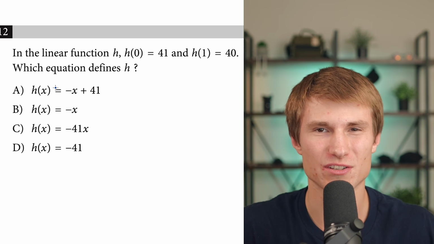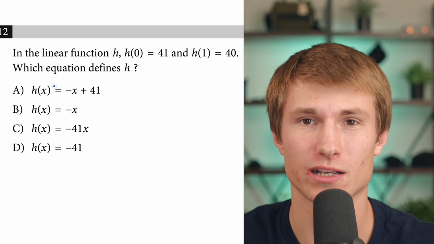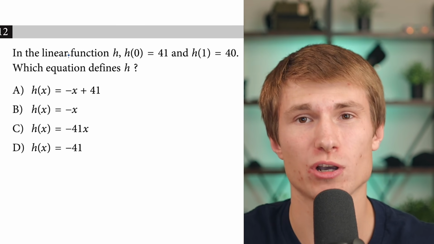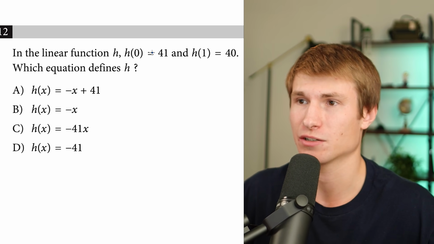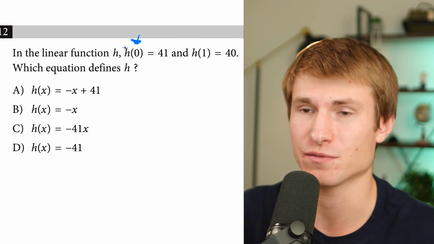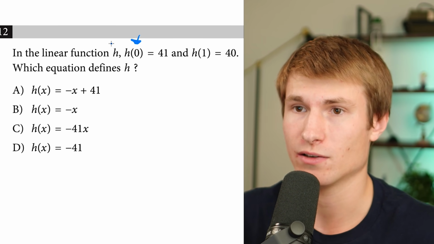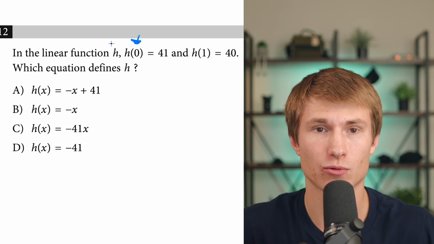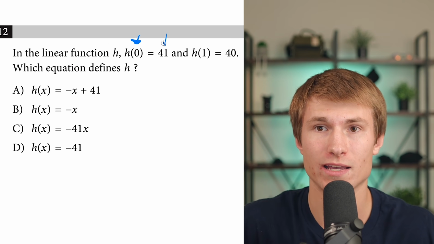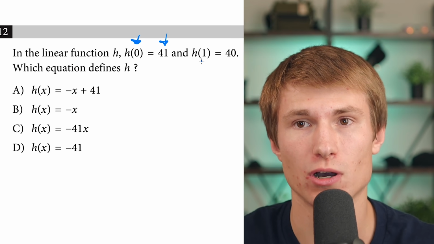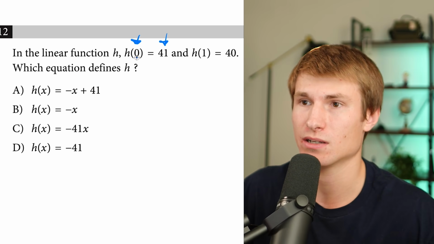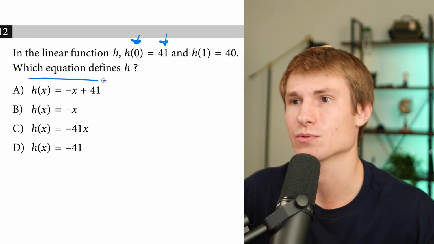Here's how to efficiently solve this SAT math question by understanding how to calculate slope and y-intercept quickly. Question 12 states in a linear function h, h of 0 is 41. We know that when we have h of 0, f of 0, g of 0, any function where we have that 0 as our x-coordinate, then we are getting our y-intercept. So in this case, our y-intercept is 41. Then we have h of 1 is 40. Immediately, I'll go ahead and finish reading the question first. Which equation defines h?